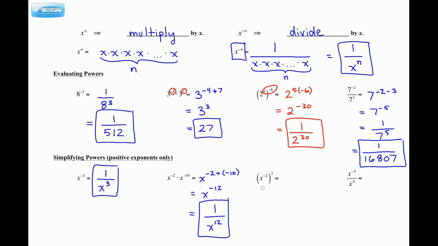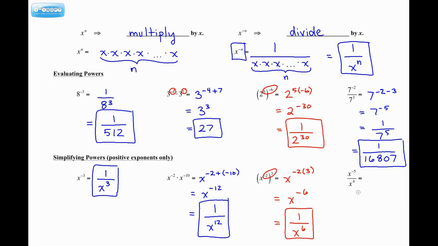Next, x to the negative 2, all cubed. Well, this is when we multiply the exponents. So this is x to the negative 2 times 3. So that's x to the negative 6. And now I can make all exponents positive just by putting this in the denominator. And there we go.